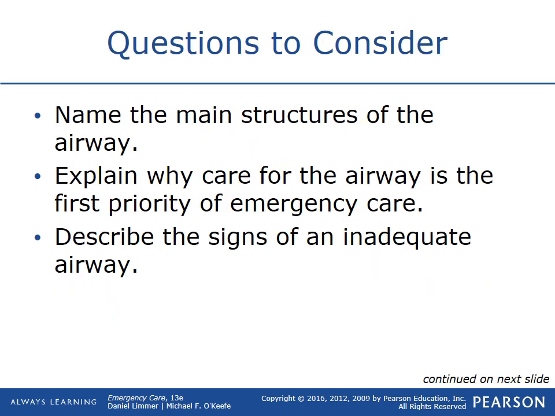Name the main structures of the airway. What are they? Well, you've got your mouth and your nose, your nasopharynx, oropharynx, laryngopharynx, trachea, bronchi, bronchioles, alveoli, and don't forget our diaphragm is also a part of our respiratory system. Explain why care of the airway is the first priority of emergency care. Because if you can't get oxygen in, then you're not going to be able to circulate it around and get it to where it needs to be.